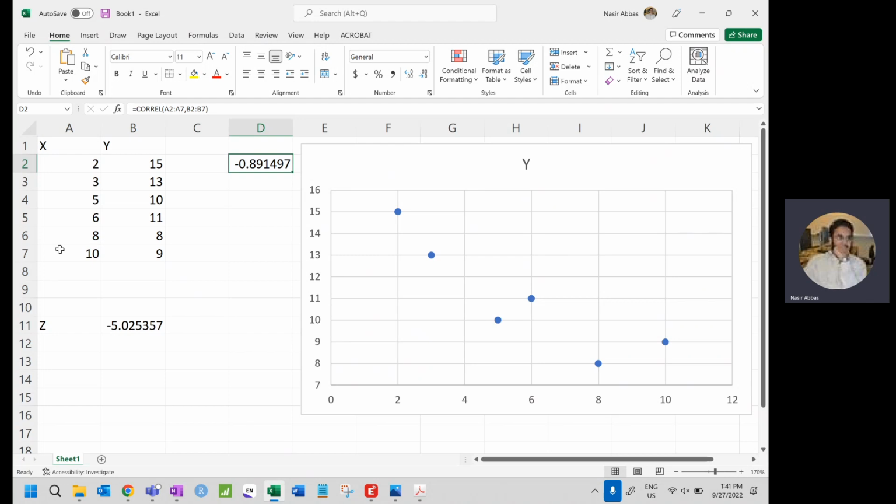What if I'm testing minus 0.9? Is this close to minus 0.9? What if I do that? Should I be accepting H0 or rejecting H0? I should be accepting because the sample value is very close to what I'm testing, right?